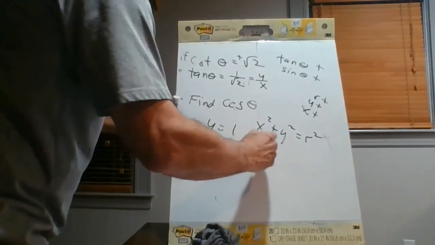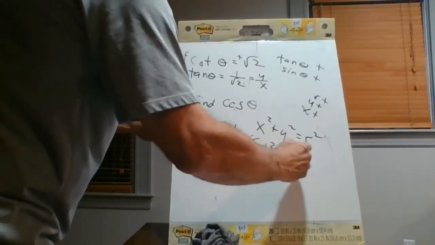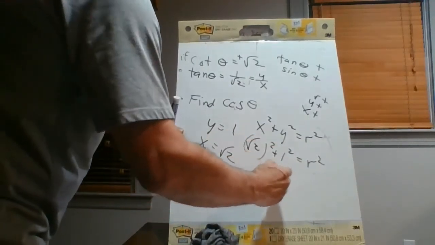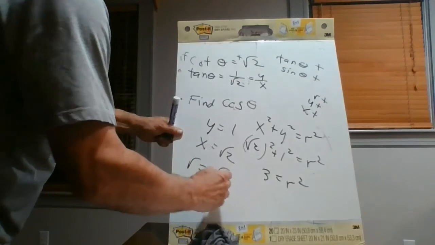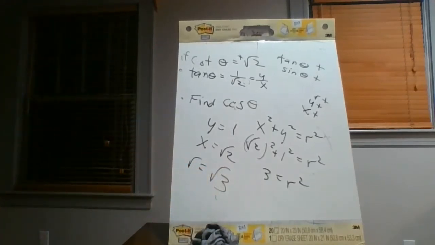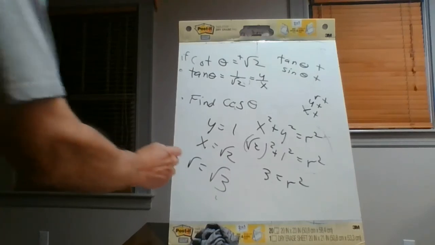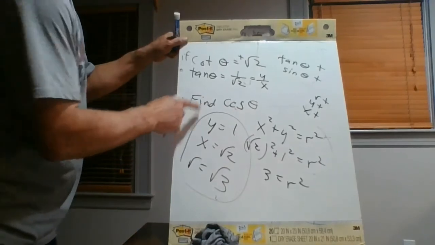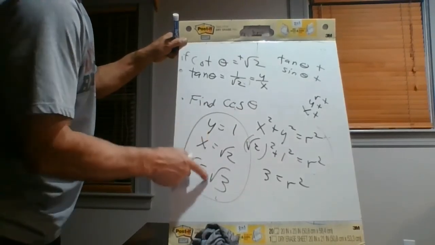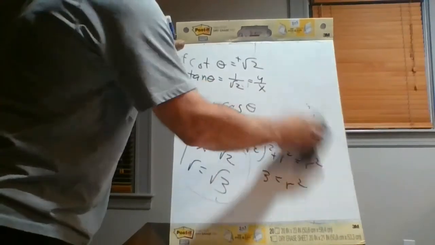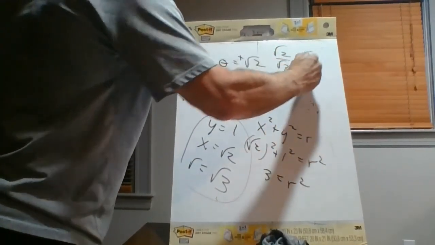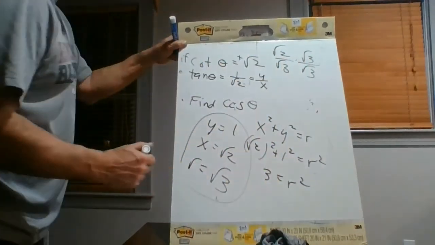So that's root 2 squared plus 1 squared equals r squared. That's 2 plus 1, so 3 equals r squared. r is going to be the square root of 3. Normally we think plus or minus, but r is always going to be positive. So now that we have this, what's cosine? Cosine is x over r, which is root 2 over root 3, which is root 6 over 3.